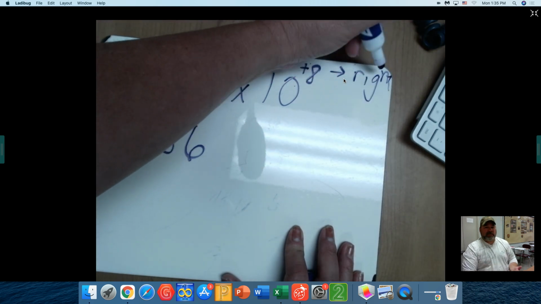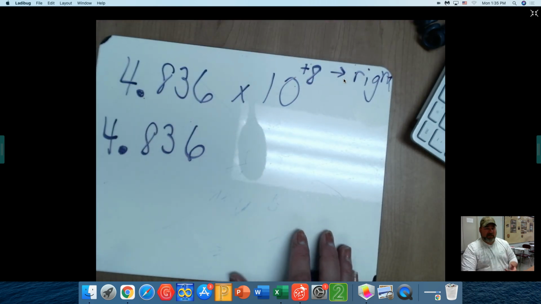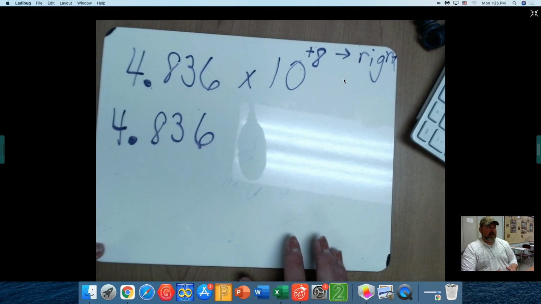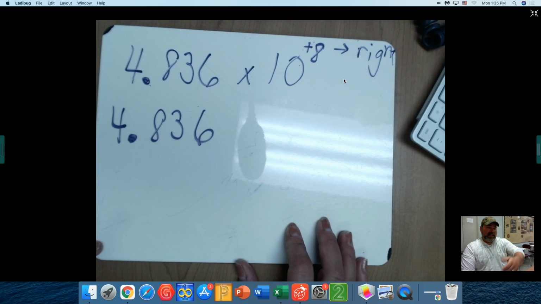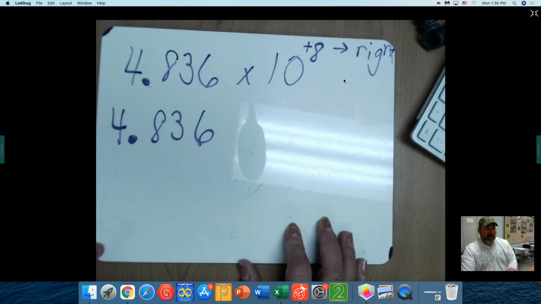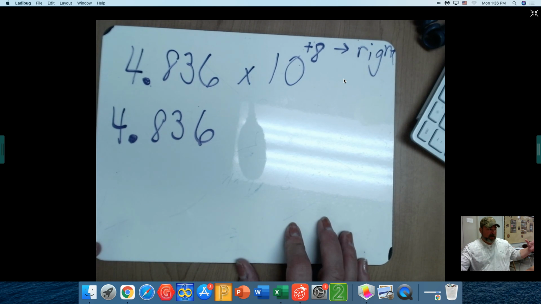And I like to tell my students, Miss Powell, like you said before, if it's a positive exponent, that means the number is going to get bigger. Okay, you have to go to the right for the number to get bigger. So let's say that was $4.83 and 84 cents. If I'm multiplying times 10 to the 8th power, that means my number is getting bigger.